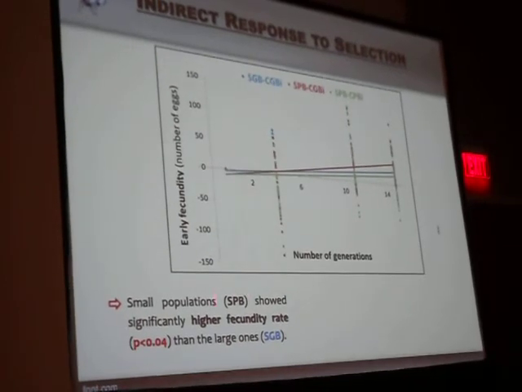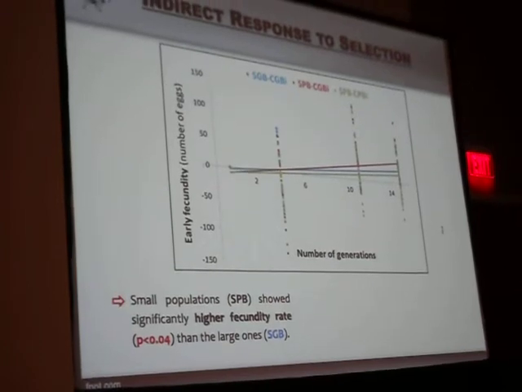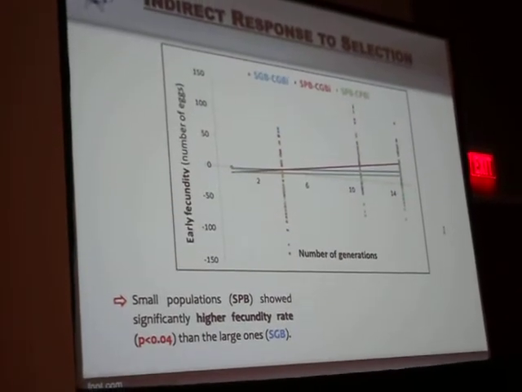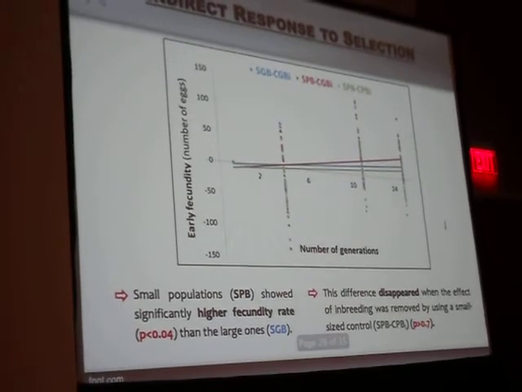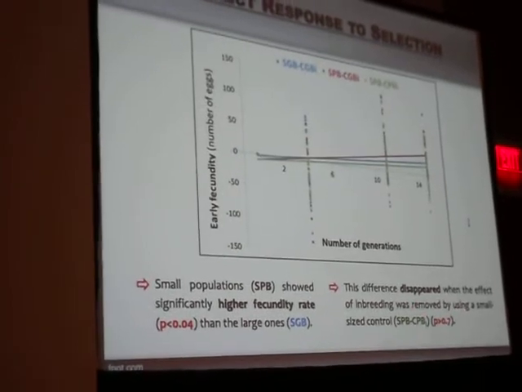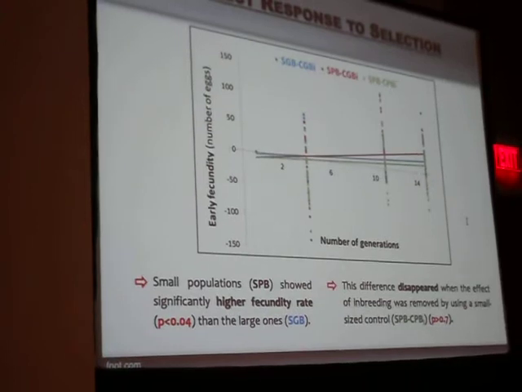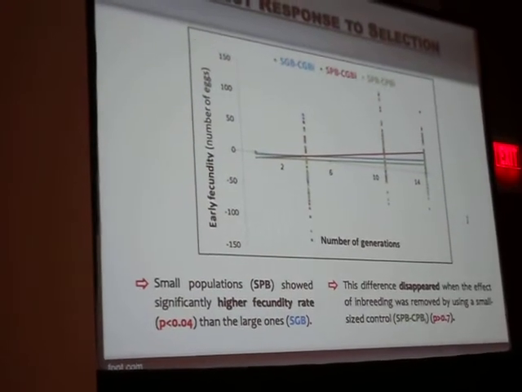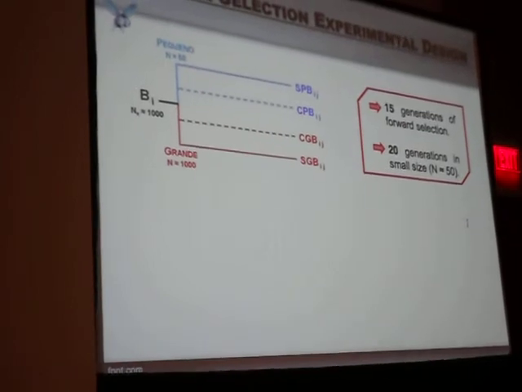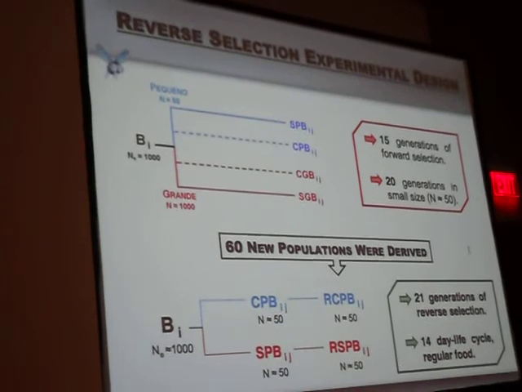And the small populations showed a significantly higher fecundity rate than the large ones, which is expected for the trade-off that exists between starvation resistance and fecundity. This difference disappeared, although, when the effect of inbreeding was removed by using a small size control. So when we use a small size control to remove the effect of inbreeding, the difference between large and small size populations disappeared.